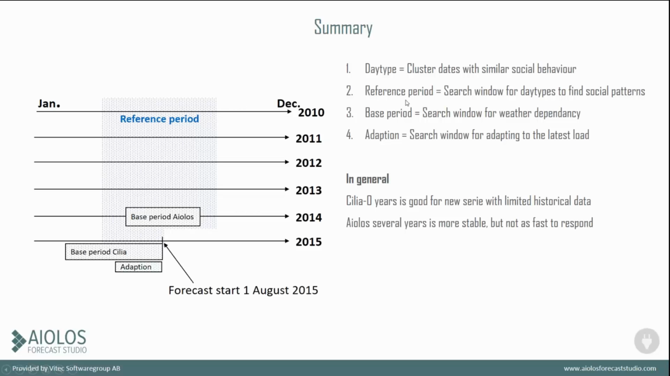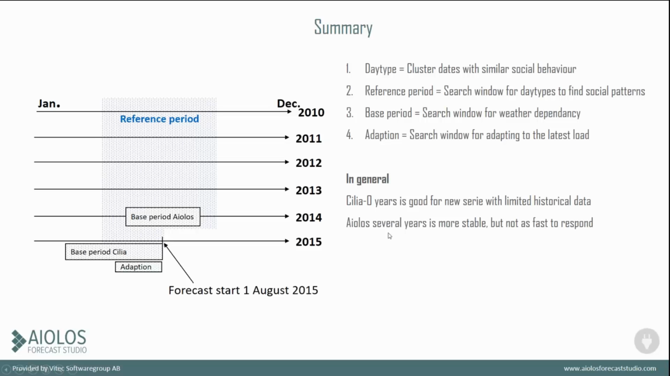And then you have your base period. So you have the Celia base period directly after the forecast start, and the base period for Aiolos is here, a year before the forecast start, where you look at the weather dependency. And then the adaptation, for when you want to adjust your forecast to the right level, you look at the most recent data, longer or shorter, depending on how fast or how big adaptations you want to make.